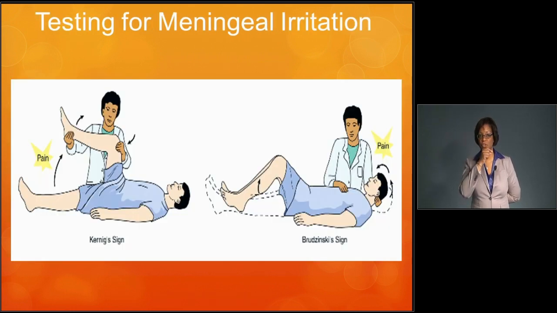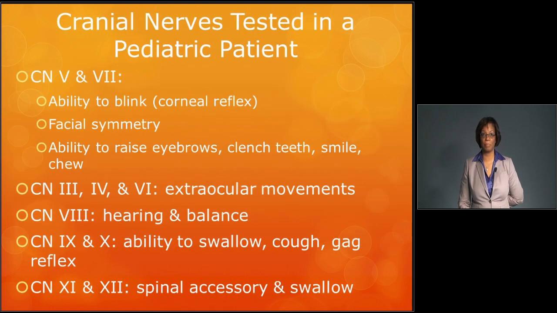I think I have pictures here to show these and demonstrate them. So Koenig sign is when the practitioner lifts the leg, puts the knee in a flexed position, and goes to rotate the foot. The person's going to have a lot of pain because that causes a stretch of the meninges. Brudzinski's sign is when you tell the person to lift their head and flex their neck, they're laying flat, they're going to automatically roll their hips in and roll their knees up, as a sign again of meningeal irritation.